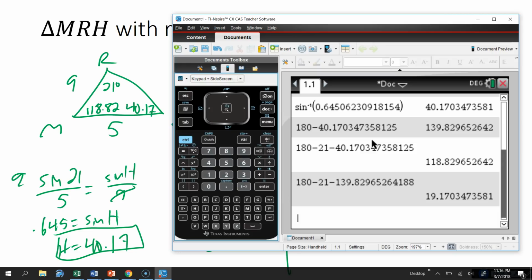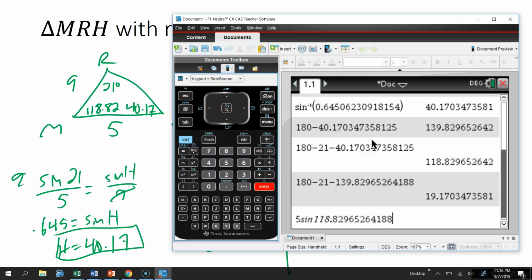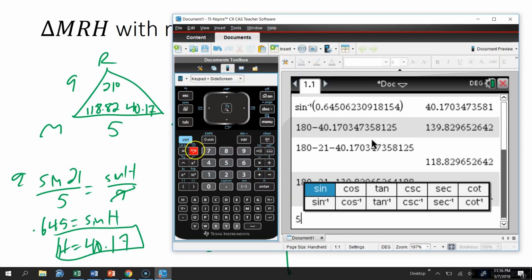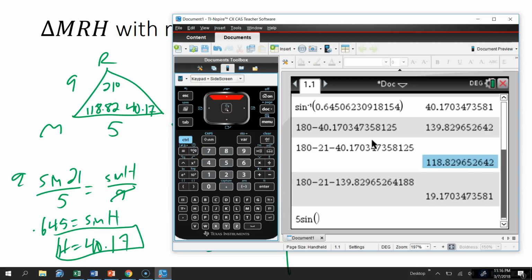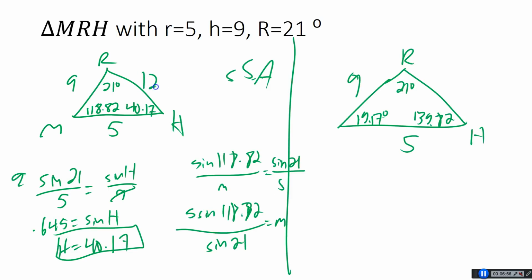So we got 5 sine of, what was it, the 118.82, so go up and grab that. Uh-oh, didn't use the right sine. So 5, go over to trig, sine of 118.82 divided by, what was it, sine of 21. Trig, sine of 21. Get enter on that. Looks like m is 12.222. Makes sense, it's the longest one because it's across from the longest angle.